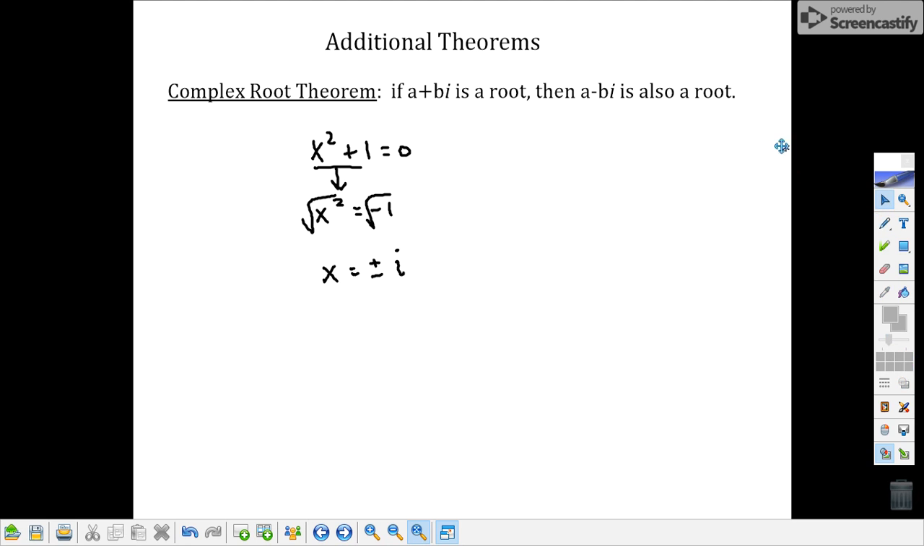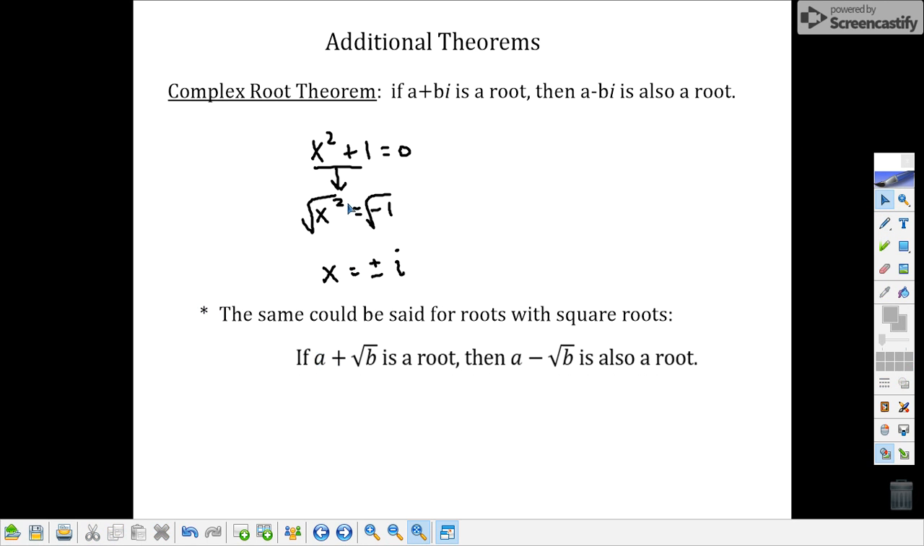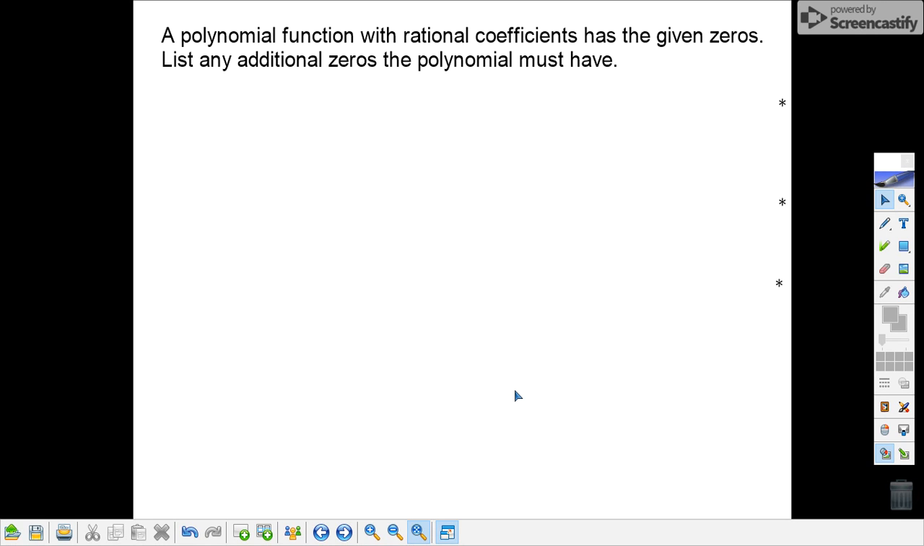So that means the same thing could be said for roots with square roots. So, or actually any even root really. So anytime you have a root of a plus square root of b, you also have a root of a minus square root of b. Now this is helpful because sometimes a problem might give you a list of zeros or roots. Based on that list, you can sometimes automatically find other zeros or roots because of that theorem.